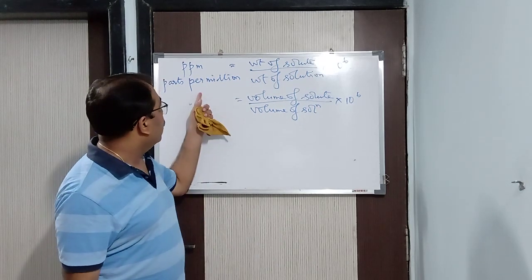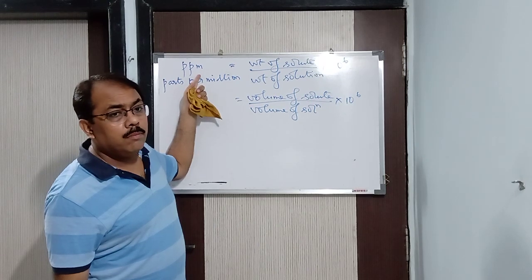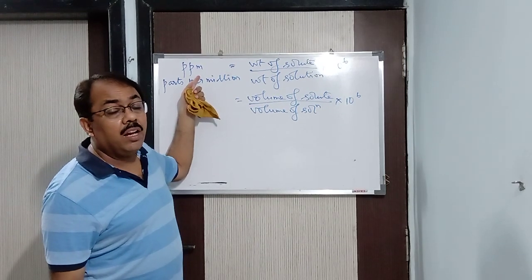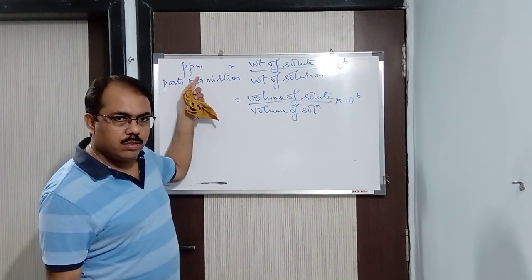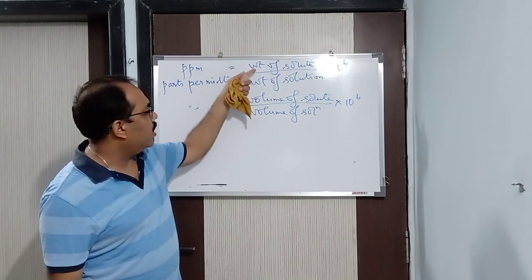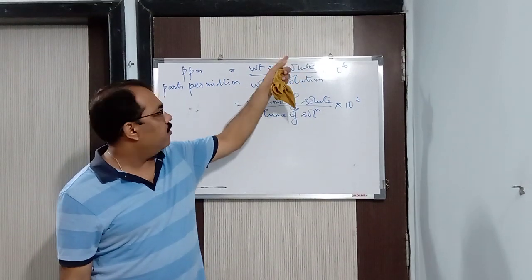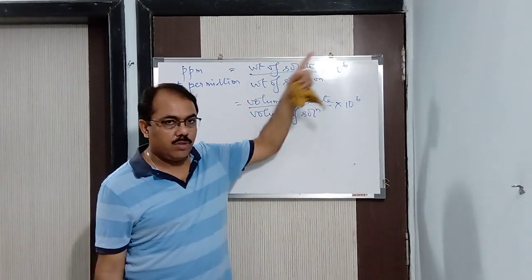Nowadays instead of million, ppm, we come to ppt. ppt means not precipitate, parts per trillion. Nowadays we come to parts per trillion. So what will be the formula? That is million, billion and trillion, so 10 to the power 12. Weight of the solute by weight of the solution into 10 to the power 12. We will be getting it.